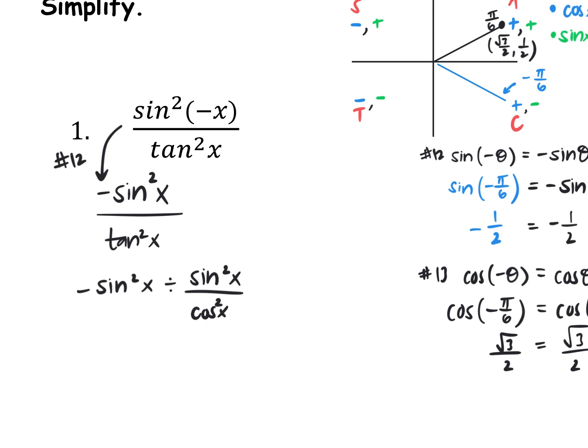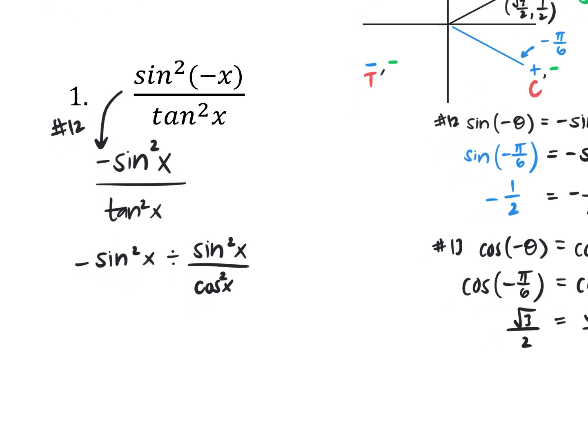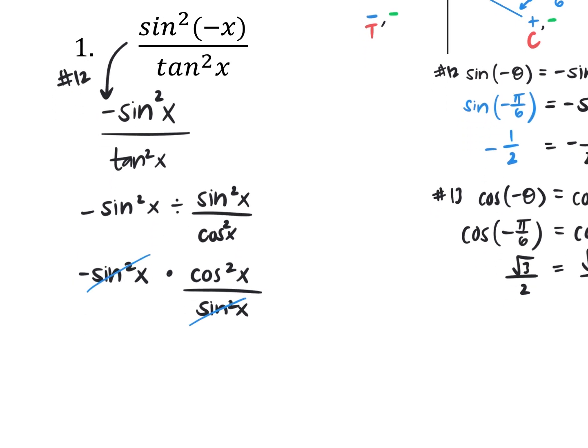Okay. And now if I'm dividing by a fraction, that's the same thing as doing what? Multiply by the reciprocal, so I got negative sine squared x times cosine squared over sine squared, which happens so very nicely to do what for us? Cancel out those sine squared of x, which leaves me with a negative cosine squared of x. We got it down to one term. It's not a fraction. There's nothing else that I can do.